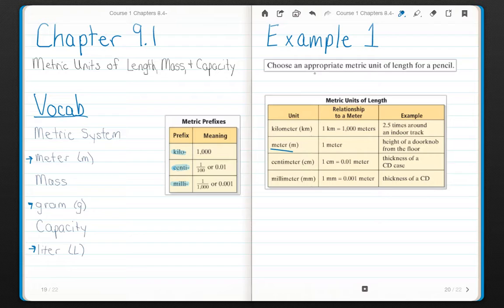So to measure the length of the pencil, I'm going to use centimeters, or CM as the abbreviation. A kilometer and a meter are way too long. A millimeter, you could if you really wanted to be precise in your measurements, but a centimeter is going to be the easiest to use.